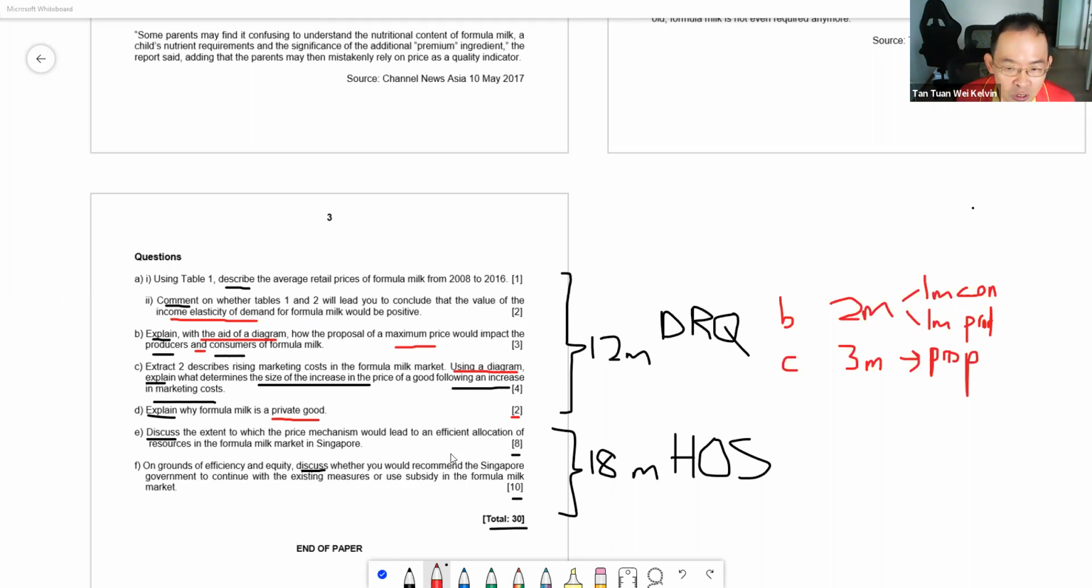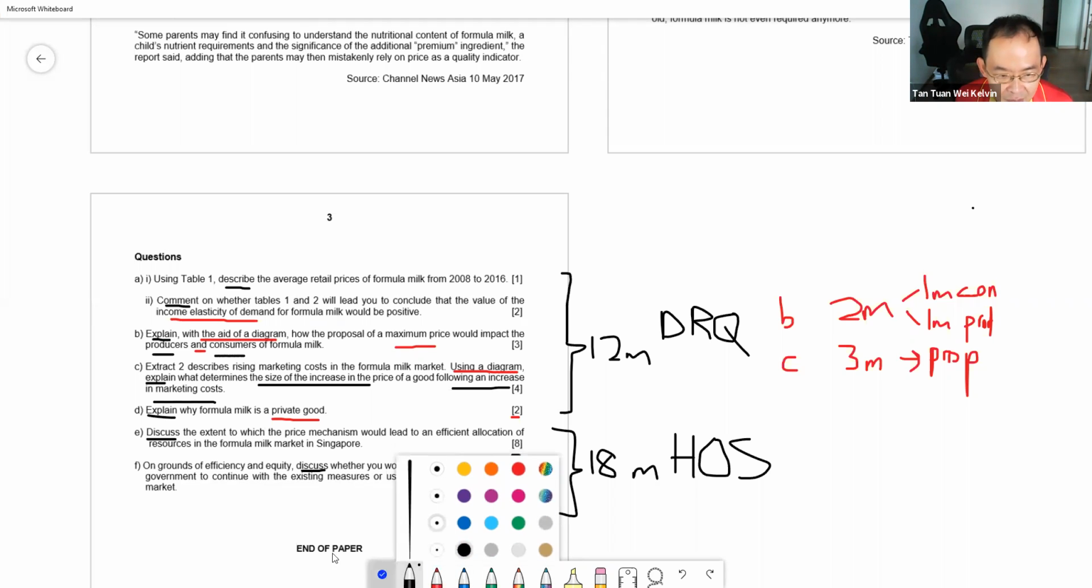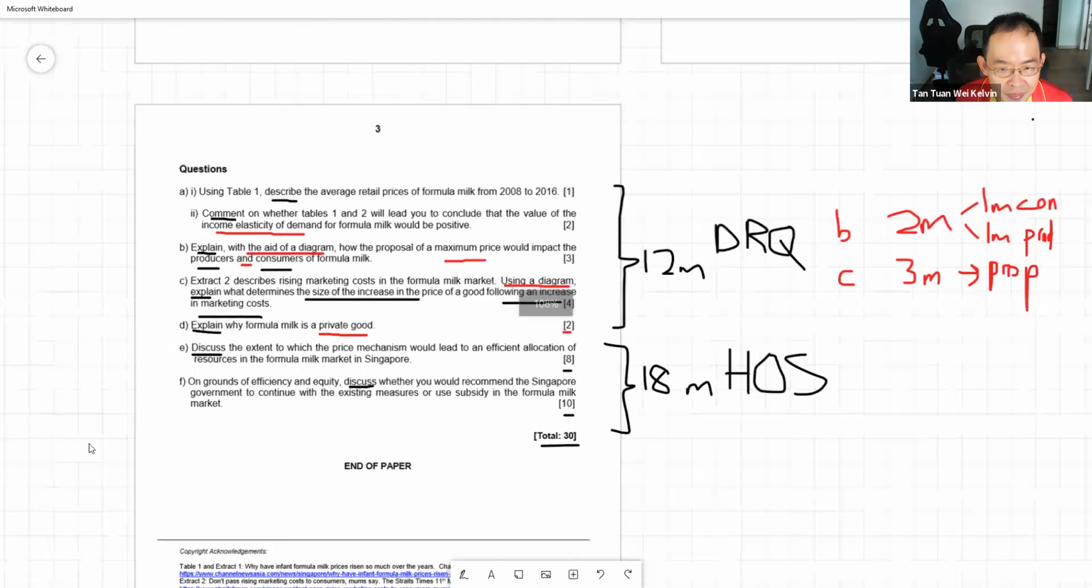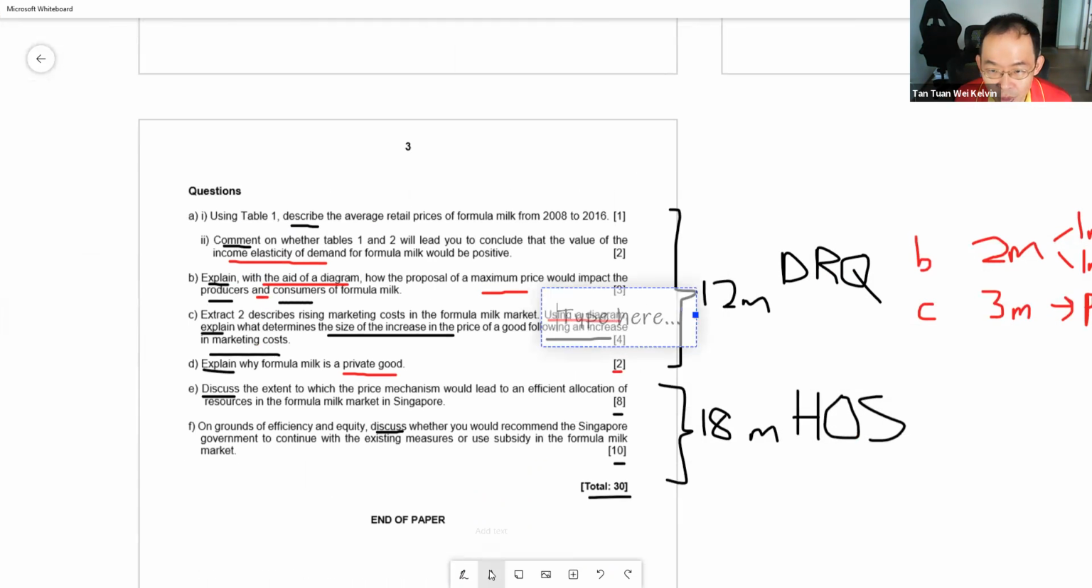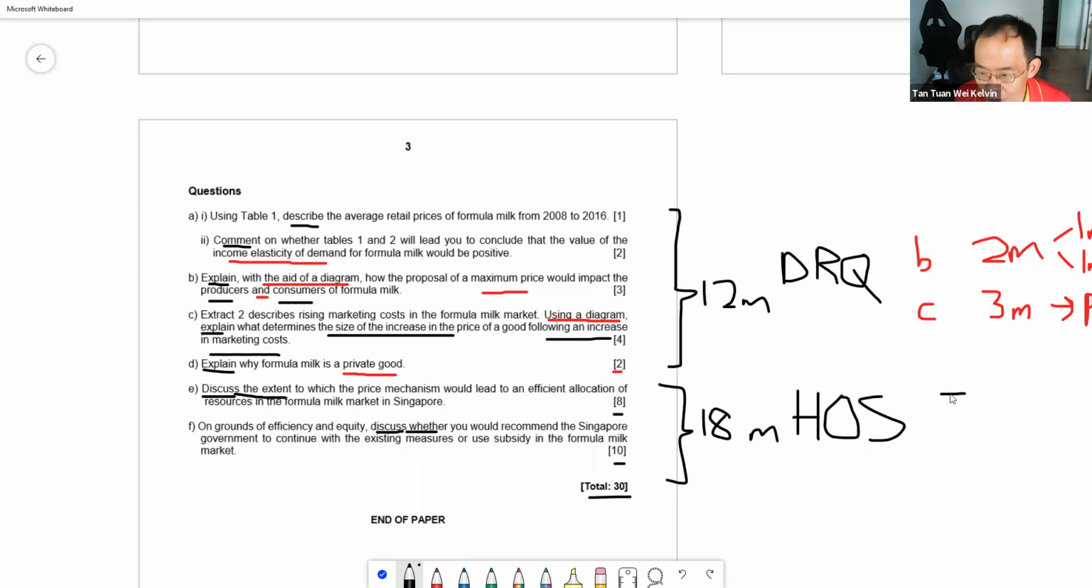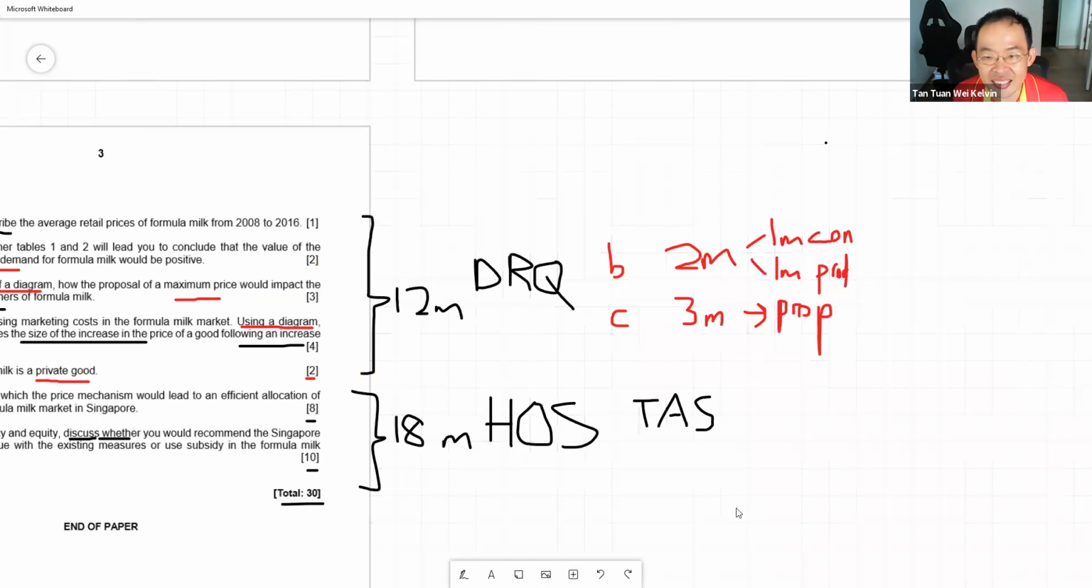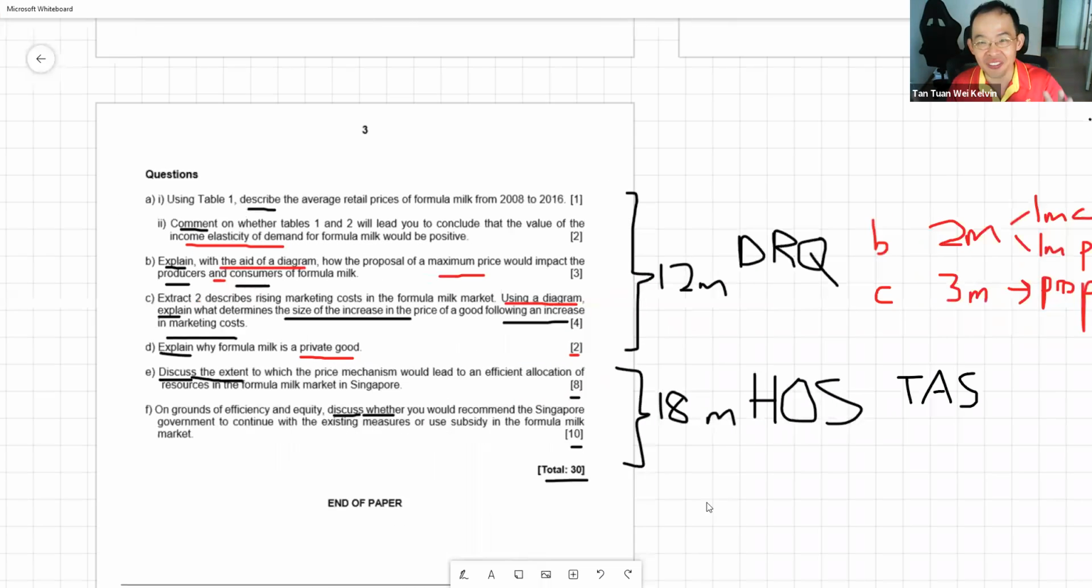Okay, J1. So if you look at E and F, so let's look at E and F. So E and F, right, the command word is discuss. Can you see that both questions, because of the word extent and whether, both questions require what we call a TAS approach. Okay, what we call thesis, antithesis, and synthesis approach. Okay, you need what we call a balanced view. So you look at part E, right? You must have a balanced view.